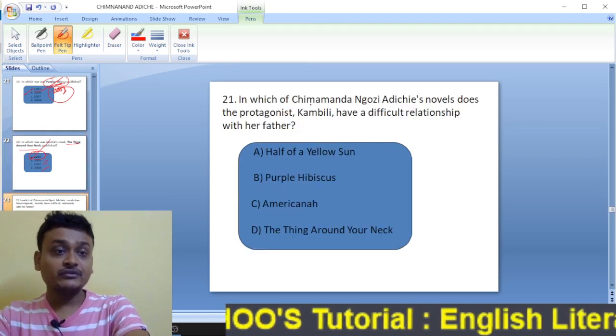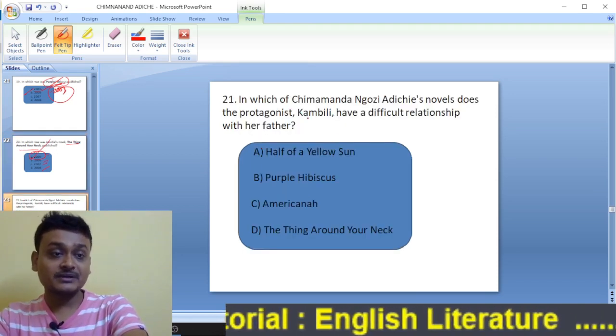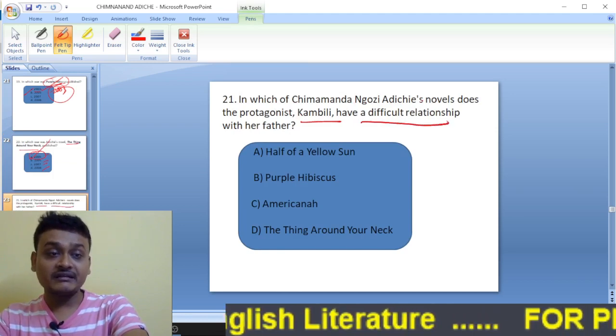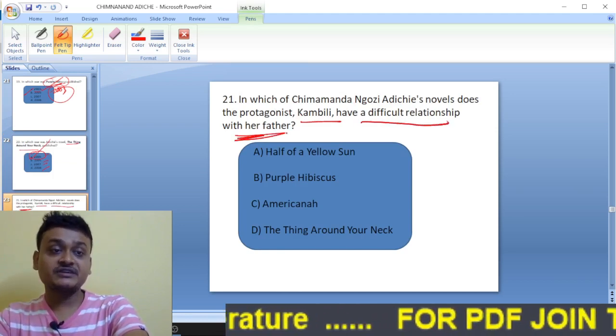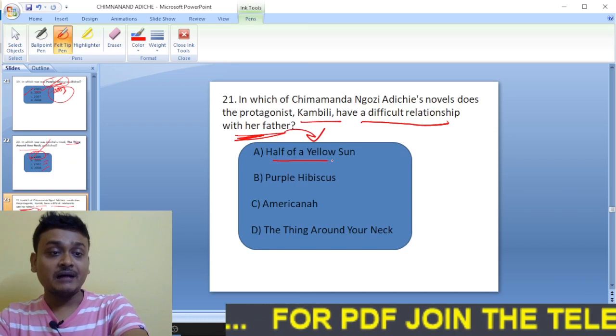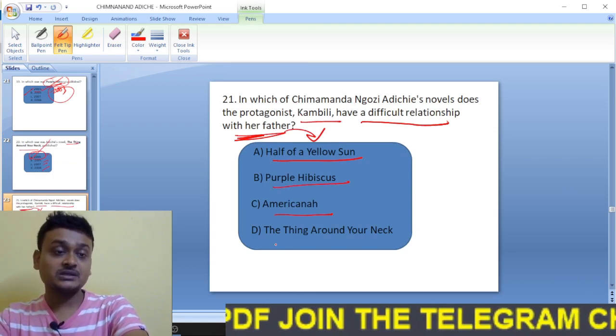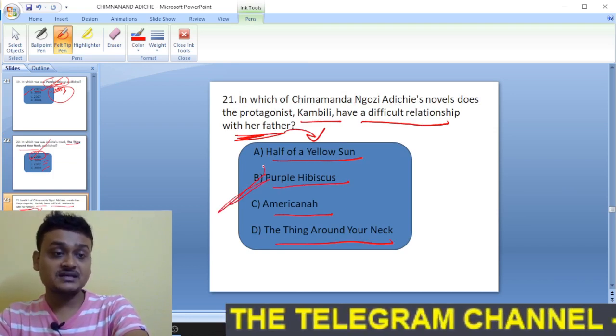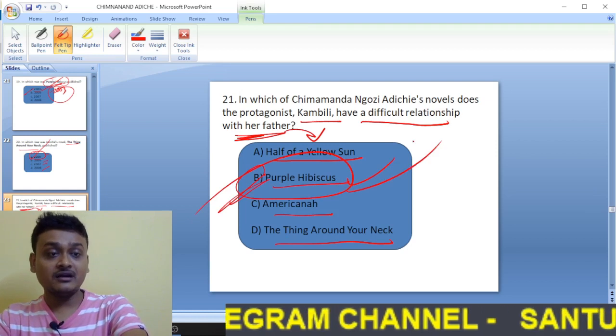Next question. In which of Chimamanda Ngozi Adichie's novels does the protagonist Kambili have a difficult relationship with her father? The father is a very abusive father. The options are Half of a Yellow Sun, Purple Hibiscus, Americanah, The Thing Around Your Neck. So it is Purple Hibiscus. Purple Hibiscus is the right option.